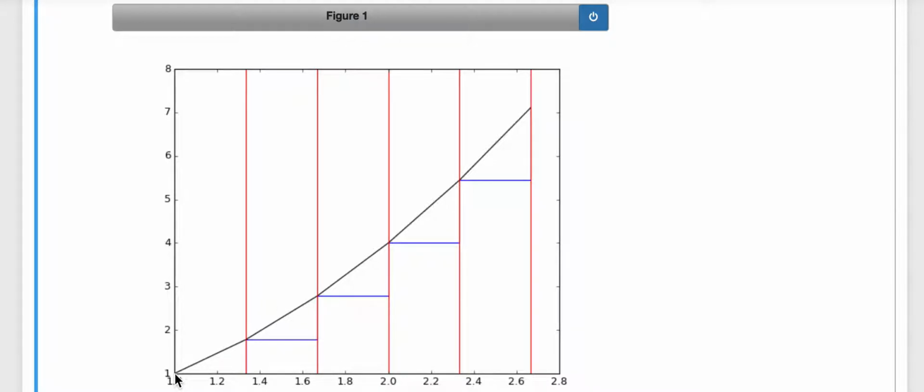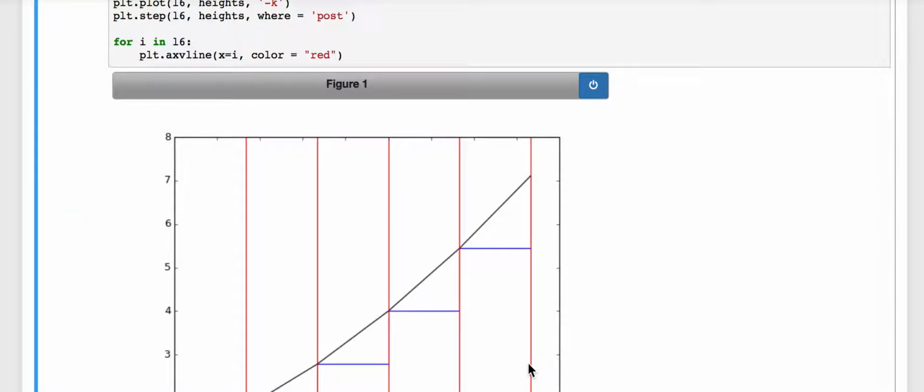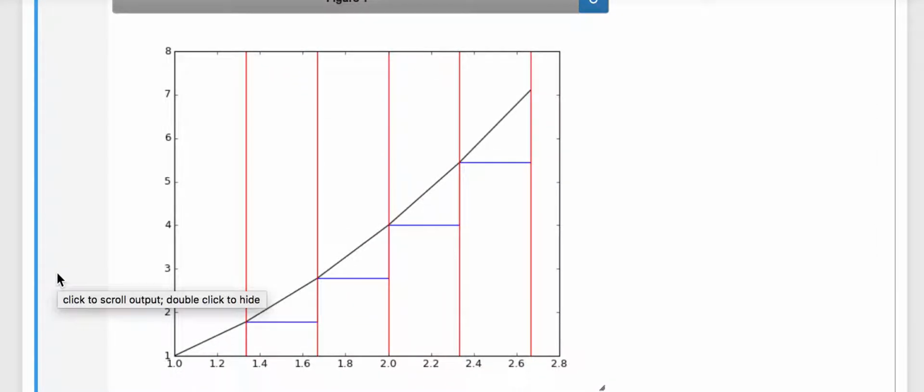The left-hand rectangle, the first one is here, second is here, third, fourth, fifth, and I'm missing my sixth. But we see the picture. I just need to get the plot out further, because L6 is, right, I'm missing a value here. L6 only goes to 2 2/3, so that's why we're missing this. You can fix that if you'd like.